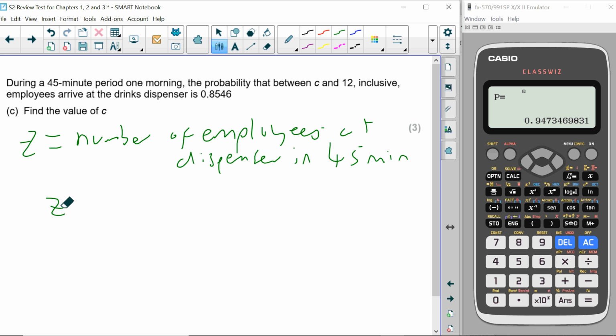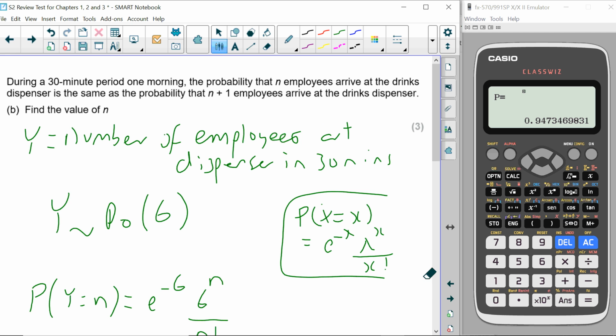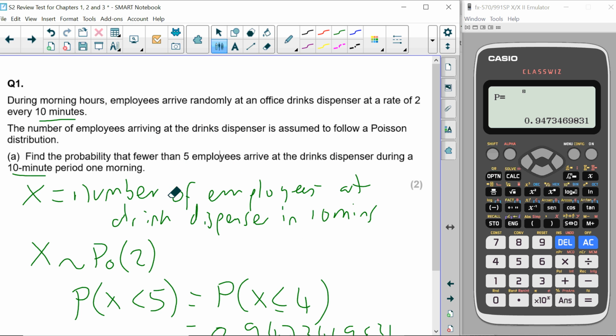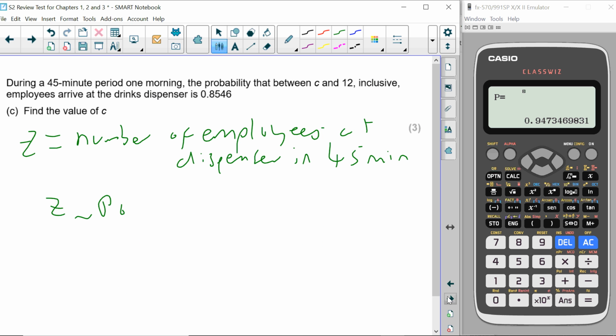Okay, well this time, if I think about the Poisson distribution, remember right back at the beginning, when it was a 10-minute period, there were 2 of them. So what I need to do is multiply that 10 minutes by 4.5 to make it 45 minutes. So I need to do 2 times 4.5. 2 times 4.5 is 9. So this new distribution is Poisson distributed with 9.